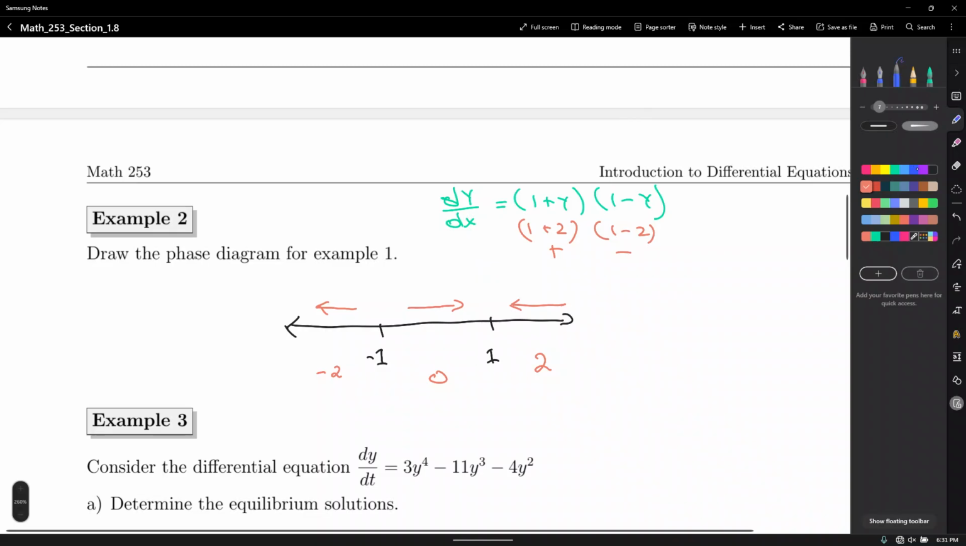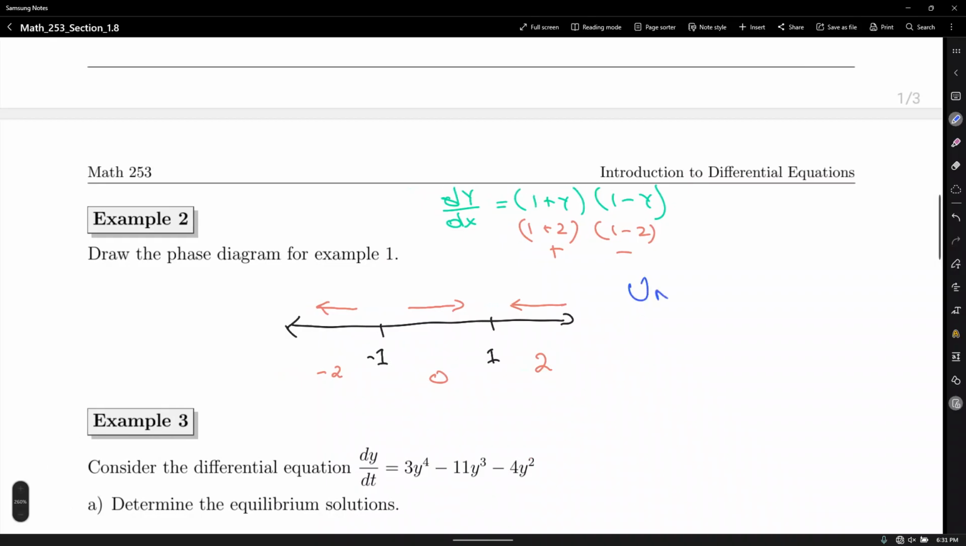Let's talk about the stability here. This means we have our solution unstable for y equals -1 and stable for y equals +1. Just to compare this with the slope field, what we did here is called a phase diagram. The other graphs are called slope fields.